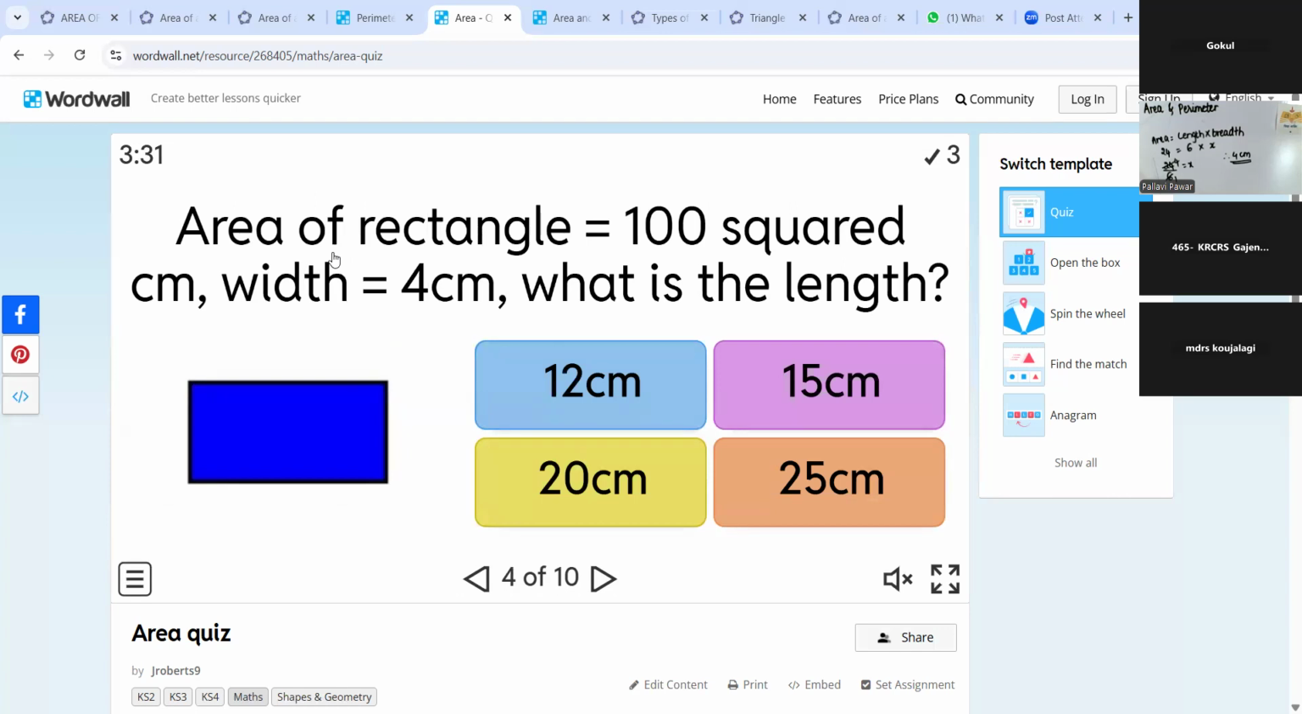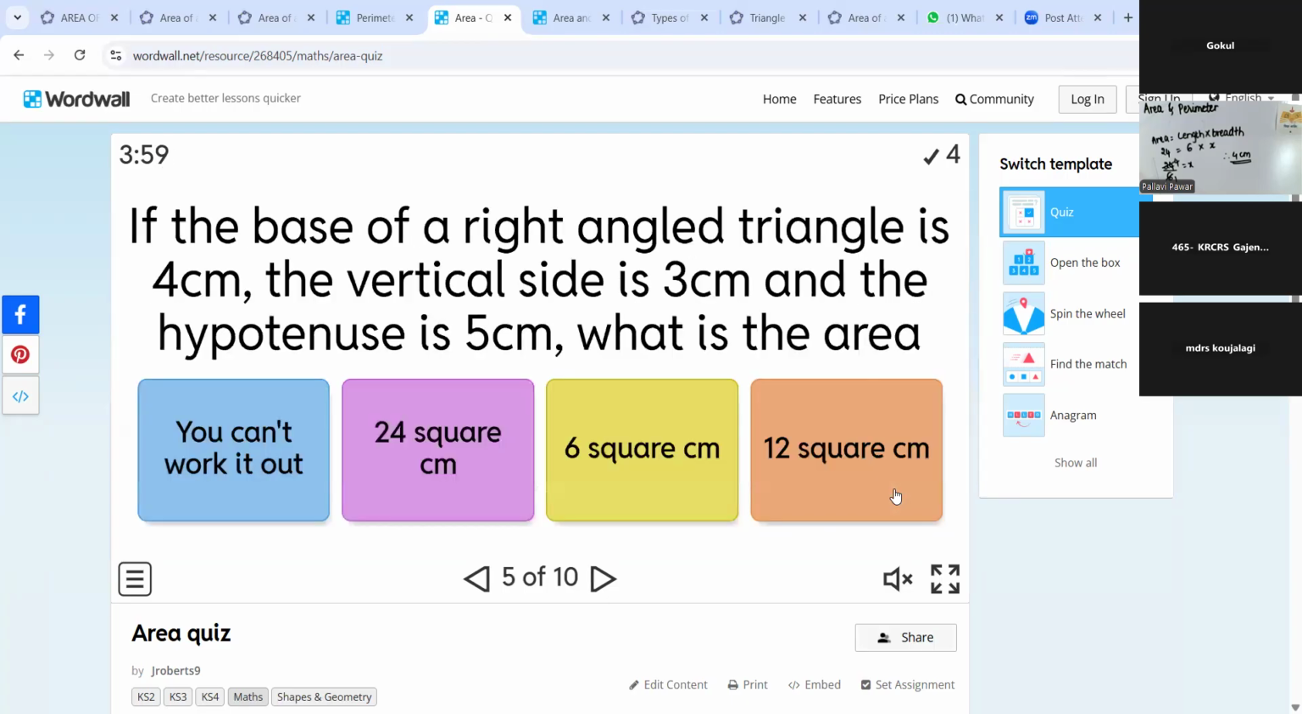So the next one. Area of a rectangle is 100 square centimeter. Width is given. What can its length be? So same. Instead of length, we have the width value here, but we don't have the length value. Find out the length value. So 100 divided by 4. What does it give? Yes, very good, 25 centimeter. 4 twenty-fives are 100 centimeter.